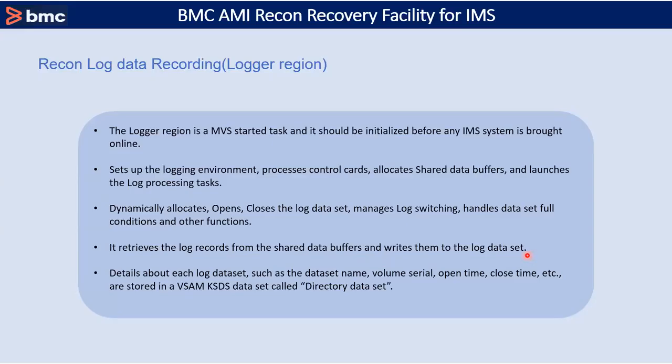Anytime it allocates a new log data set, it records information about the log data set, like its name, its location, volser, and all that, in a VSAM data set. We call it the directory data set. So this keeps track of all the log data sets that are being allocated, their open time, their close time. If you created a backup of a RECON data set, you can register it to this data set. It keeps track of all those records as well.